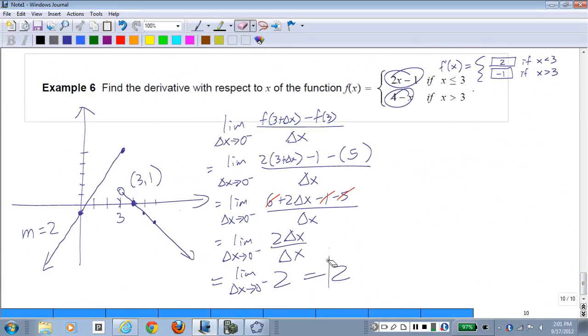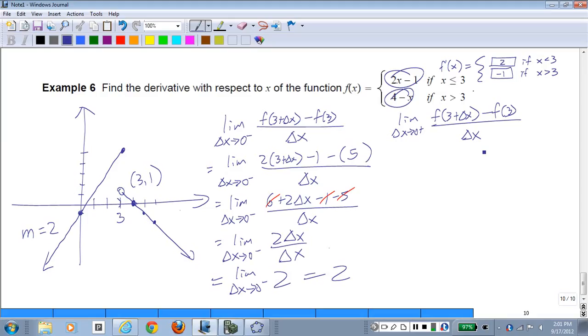What I should do is find the limit as delta x approaches 0 from the right of f of 3 plus delta x minus f of 3 over delta x. Now, delta x is a little bit greater than 0. So 3 plus delta x is a little greater than 3, and if it's greater than 3, we use the bottom rule for evaluating the function. So this is the limit as delta x approaches 0 from the right of 4 minus 3 plus delta x. But f of 3 is still 5. And that turns out to be a problem.